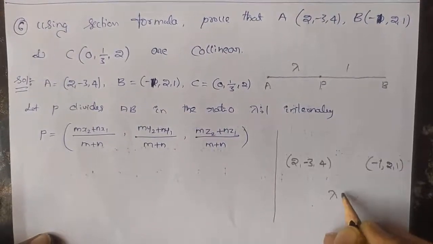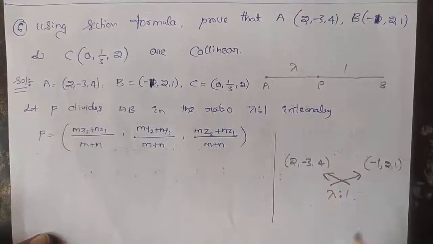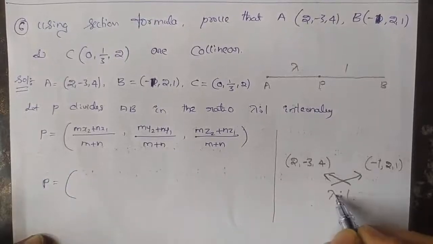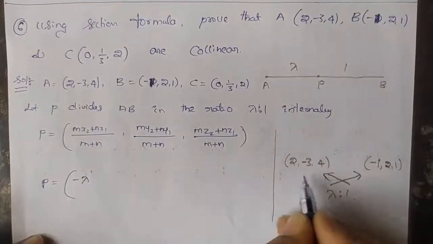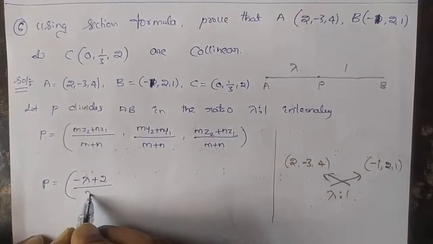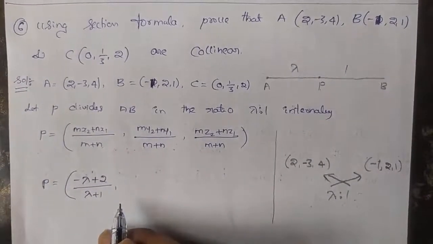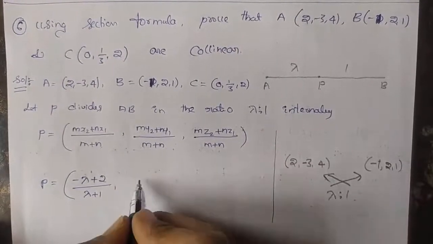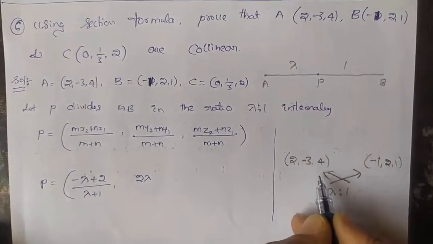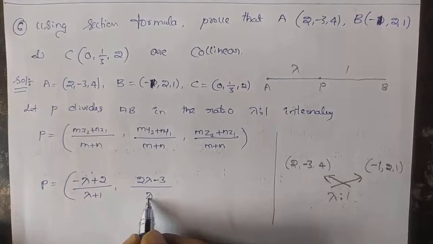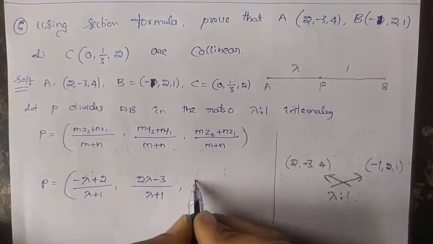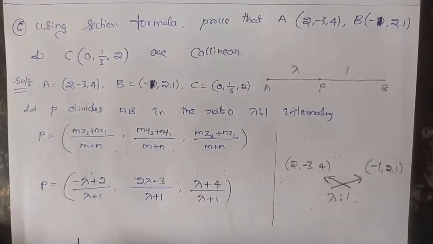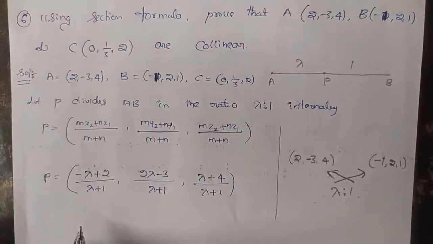So lambda is to 1. Do the cross multiplication. So P equals (lambda into minus 1 is minus lambda, 1 into 2 is plus 2) divided by lambda plus 1. Next, (lambda into 2 is 2 lambda, 1 into minus 3 is minus 3) divided by lambda plus 1. (Lambda into 1 is lambda, 1 into 4 is 4) plus 4 divided by lambda plus 1. Hence we found the coordinates of the point P.